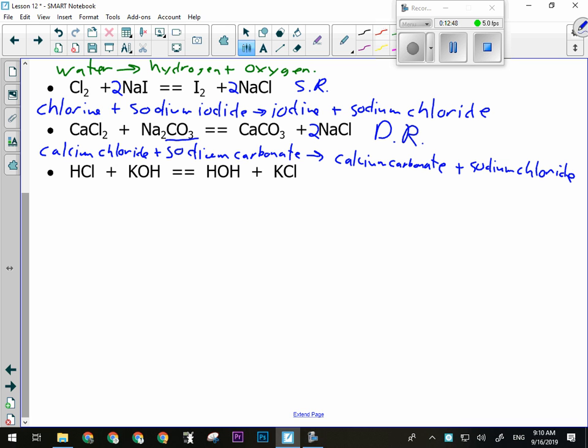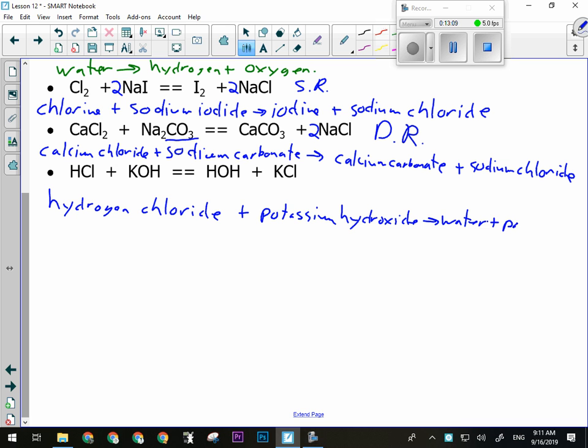All right, so if we're writing this out in words, we've got hydrogen chloride reacts with potassium hydroxide, and that gives us water and potassium chloride. So that's one way that you could get reaction type questions, right?